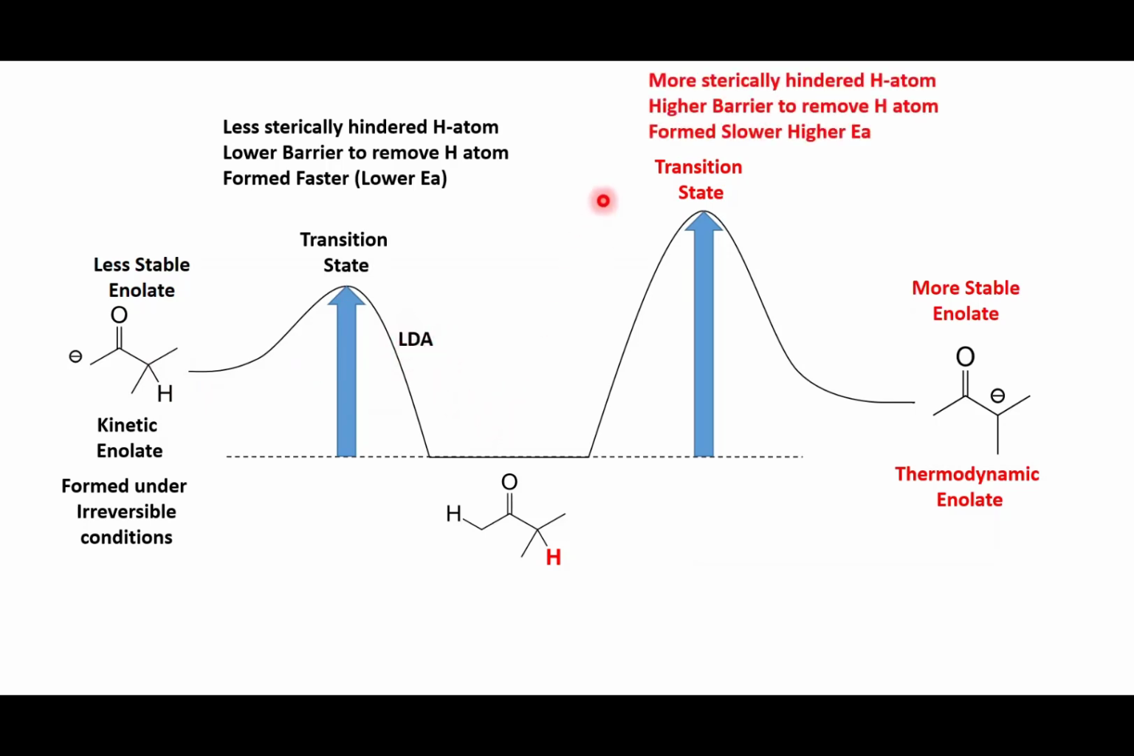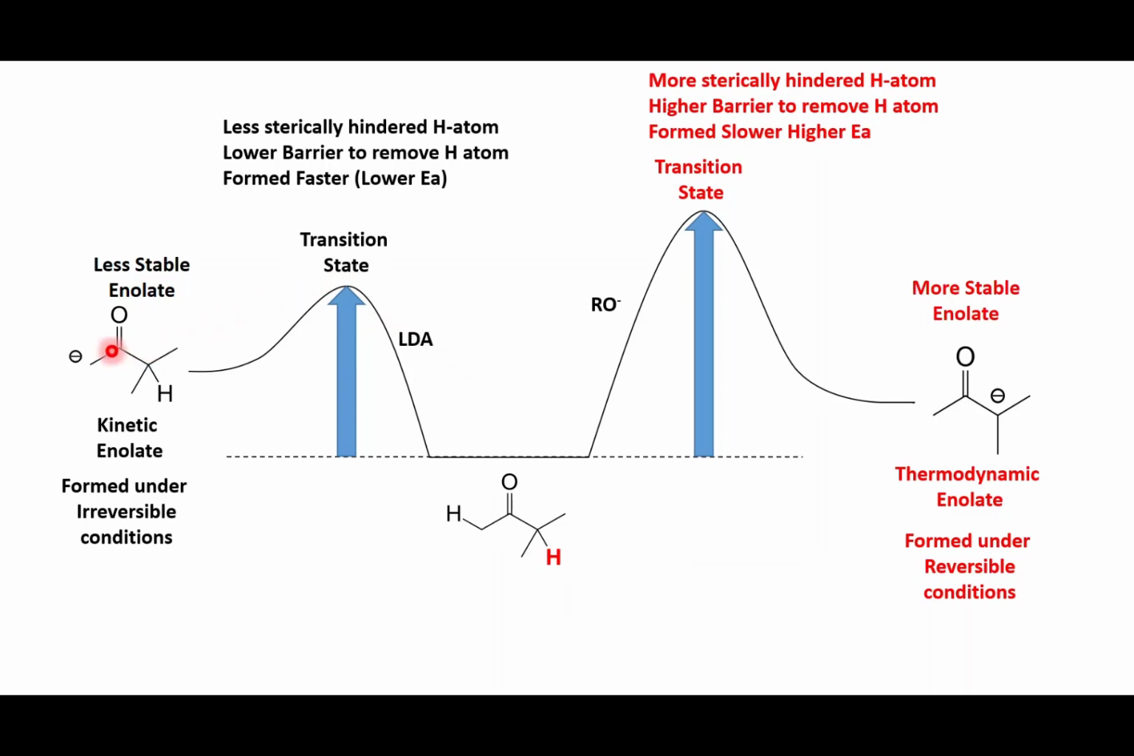Moving over here to our right-hand side, that H is more sterically hindered, right? It's more crowded. It has a higher barrier to remove that H atom, and because of that, it's formed slower because it has a higher activation energy, right? And in order for us to form this, we have to have conditions that are reversible. So what happens under reversible conditions is we use something like an alkoxide. And under reversible conditions, our original ketone can come over here and form the kinetic enolate.